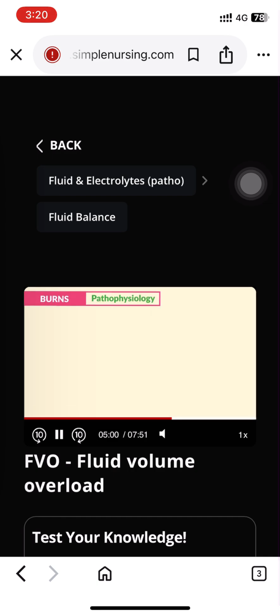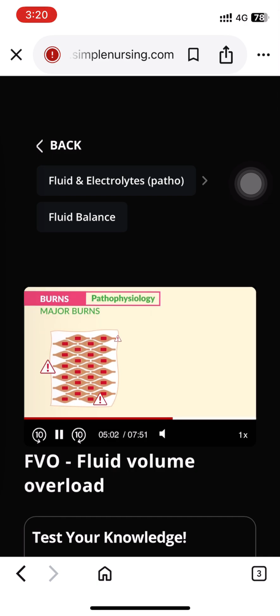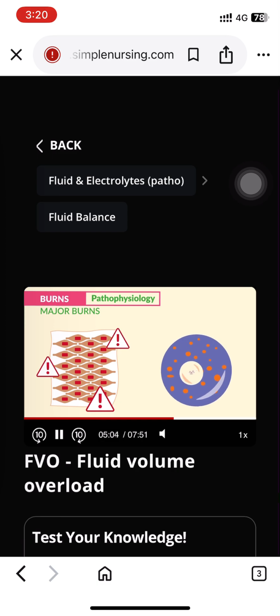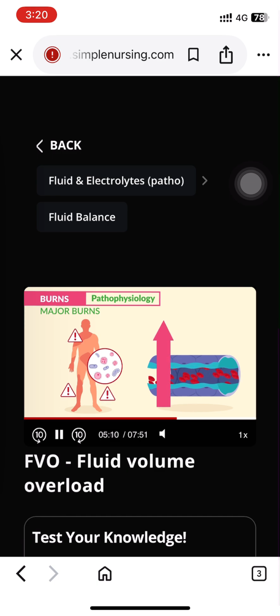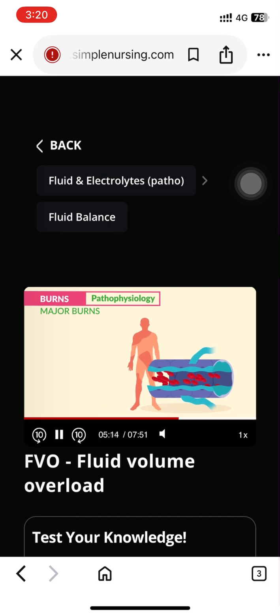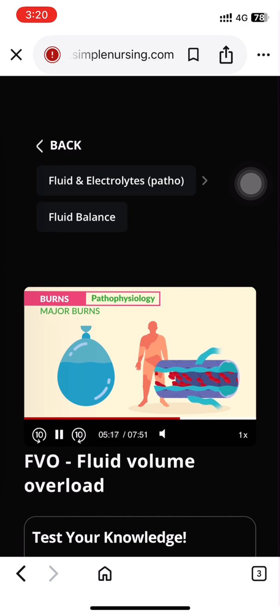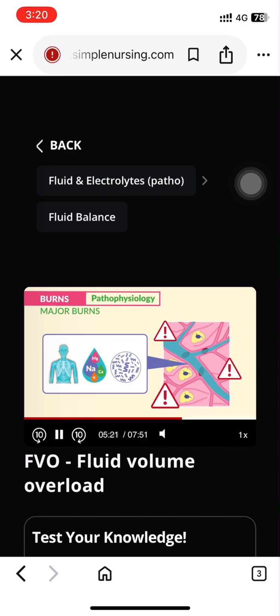The pathophysiology for major burns. These can cause massive tissue damage and cellular destruction, resulting in widespread systemic inflammation that increases vascular permeability or capillary permeability. Just really fancy words for leaky blood vessels that fill up the body like a water balloon. So fluid, electrolytes, proteins, and other contents just spill over into the interstitial spaces, or the third spaces.